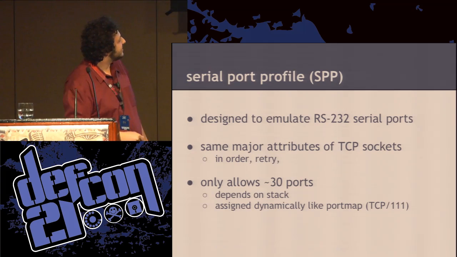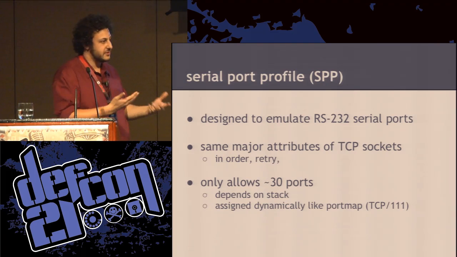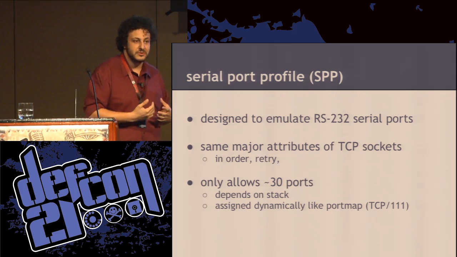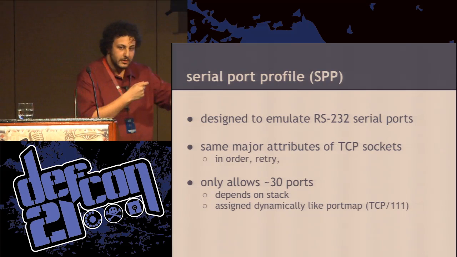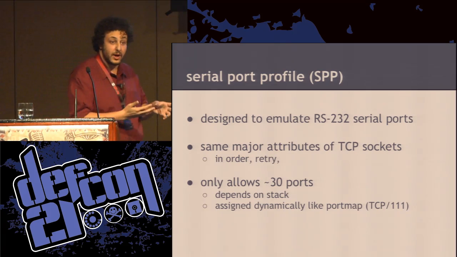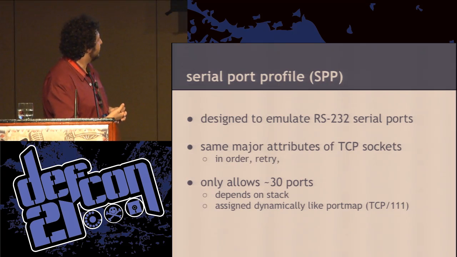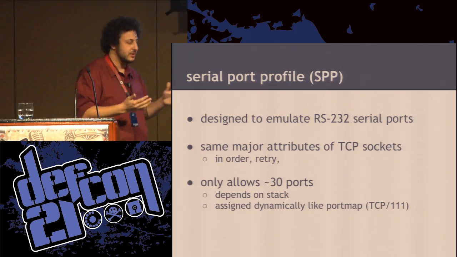So the SPP profile is designed to emulate RS-232 serial ports, right? It's a serial port protocol. So it kind of has the same major attributes of TCP. So you're expected to have in-order delivery of all your messages. And if it's not delivered, you'd expect that it would retry or just kill the connection, right? So you kind of have some guarantees with it, right? It only has about 30 ports. Depending on the stack, this varies what you can use.